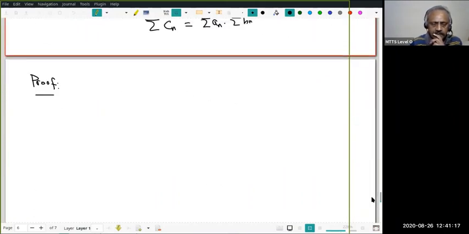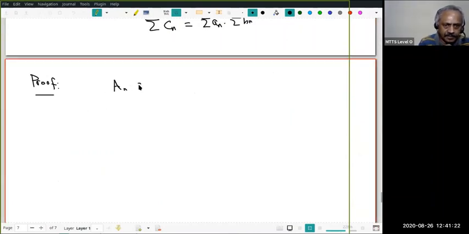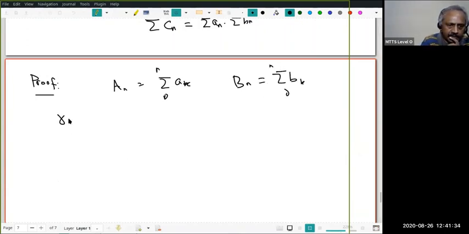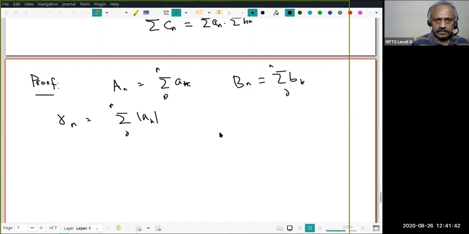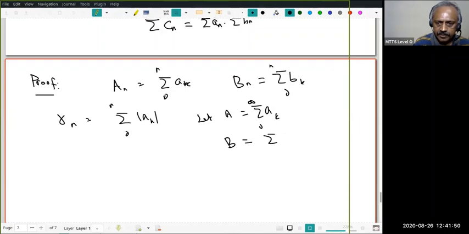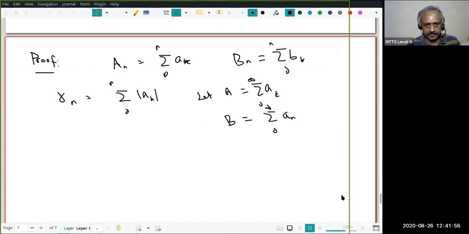Okay. Right. Now, so let us set up the notation. What is the notation? Let A_n be the partial sums of the series a_k, 0 to n, B_n to be the partial sums of the series b_k, 0 to n, and let gamma n be the partial sum of the absolute series, 0 to n. Is that clear? And let A equal the sum of the series a_k, 0 to infinity, and B to be the sum of the series b_n, 0 to infinity, etcetera. These are the notation. Okay.